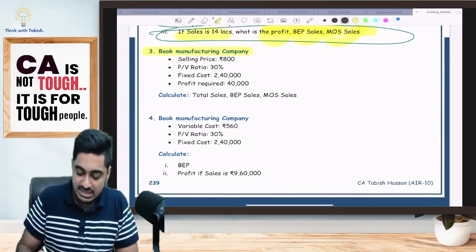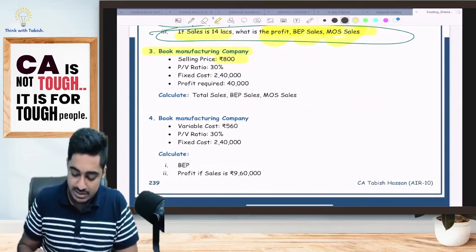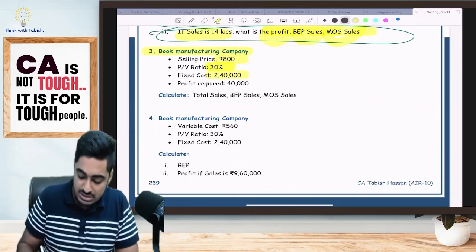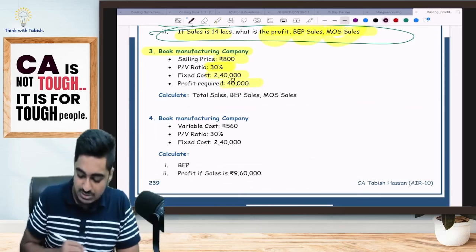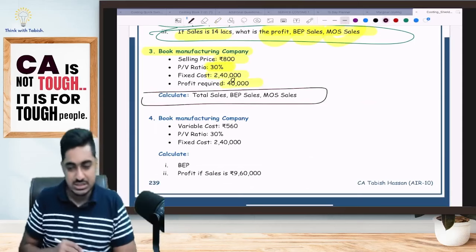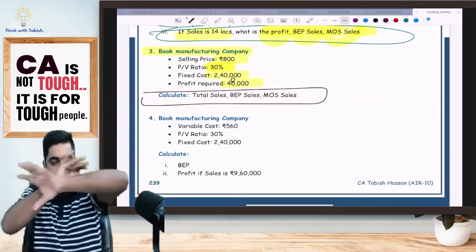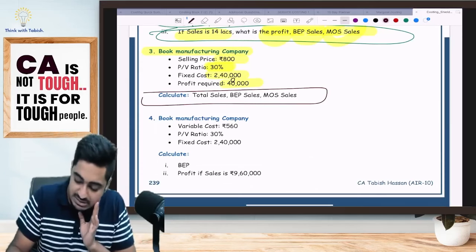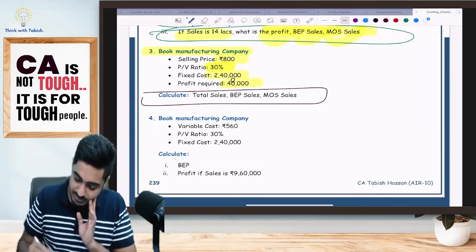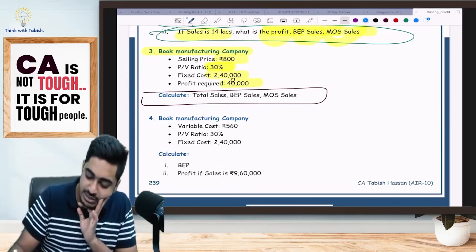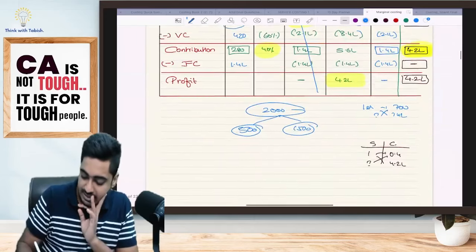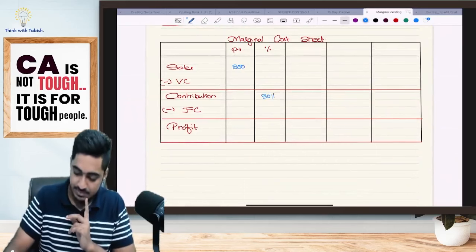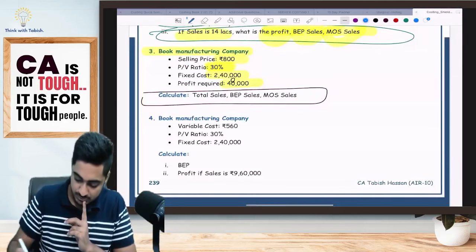Example number 3, pay attention. Every item I am selling at a selling price of 800 rupees. My PV ratio is 30%. Fixed cost is 2,40,000. Profit required is 48,000. Calculate total sales, BEP, MOS. This is slightly different, but the first step is I will put the magic box format. Whatever data is given, I will write. Pay attention. I will just write down the data, using a blue color pen. Selling price is 800 per unit. PV ratio is 30%. Okay, boss. Then what is given? Fixed cost is 2.4 lakh.